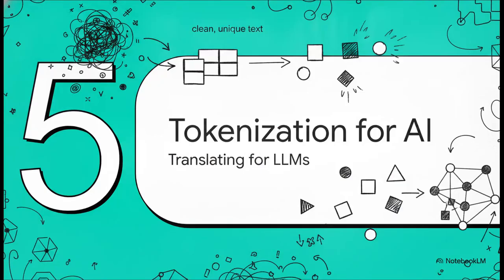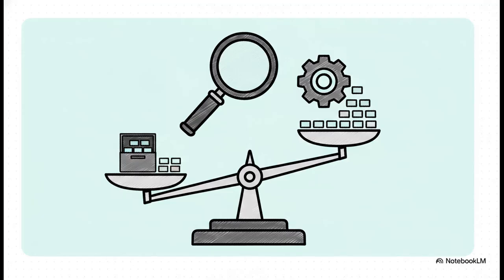Section 5. Tokenization for AI. Translating for LLMs. Once we actually have clean, unique text, we have to translate it, because large language models read tokens, they don't read words. In this crucial verification step from the tutorial, we take our clean text and use a production-style tokenizer, specifically the tiktoken tokenizer, to recompute the GPT-2 token counts. We then compare our recomputed counts against the stored token counts in the dataset's metadata. We do this to measure the average difference and basically make sure our pipeline's tokenization is behaving exactly as expected.